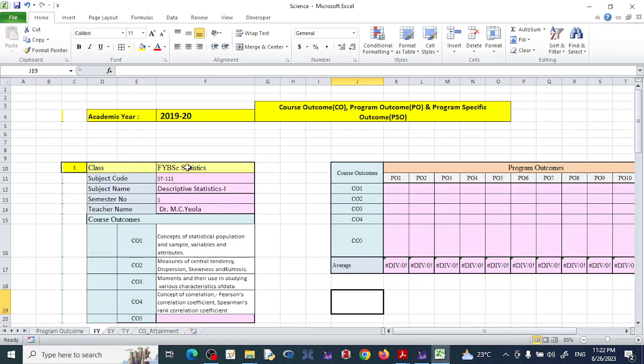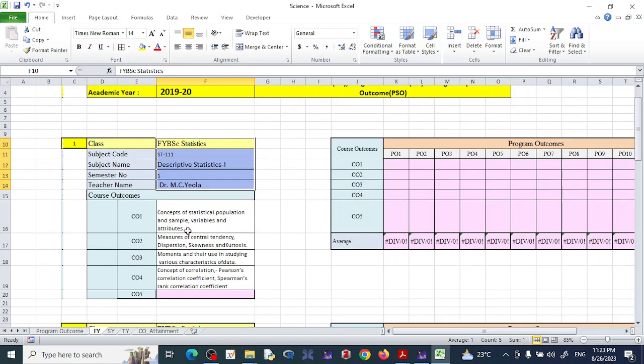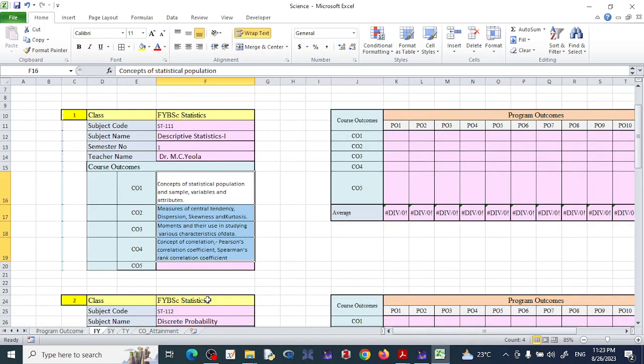Here you have to specify detail of course or subject. Then you have to specify outcomes achieved by this course. Under the course outcome title, make sure that you have maximum 5 outcomes that can be specified under any course. If there are more than 5, try to club 2-3 outcomes in a single course outcome.